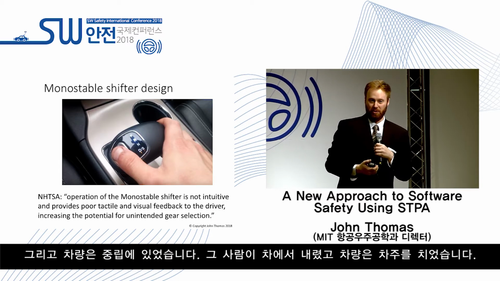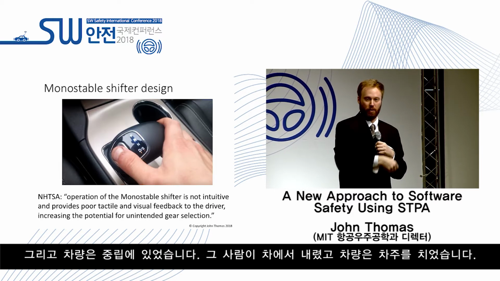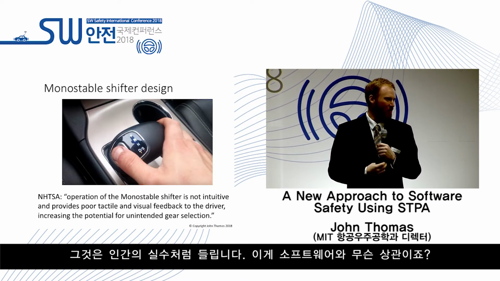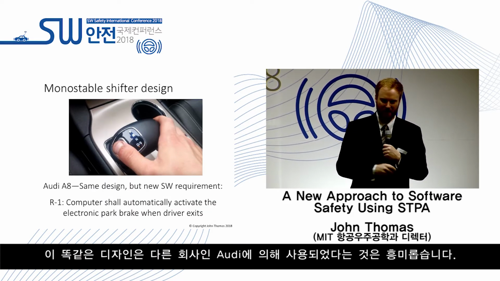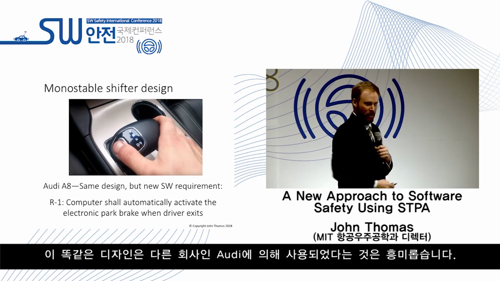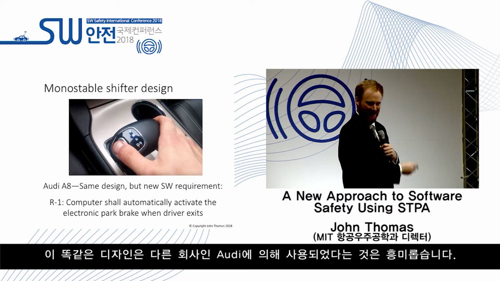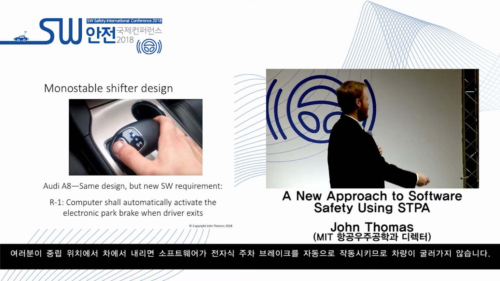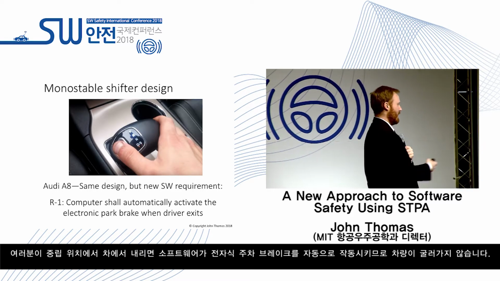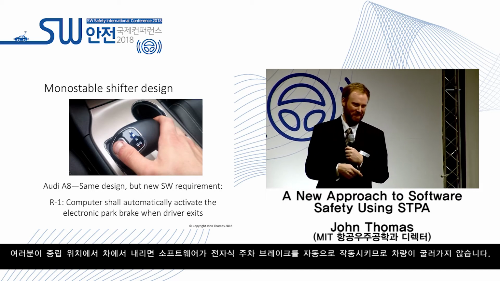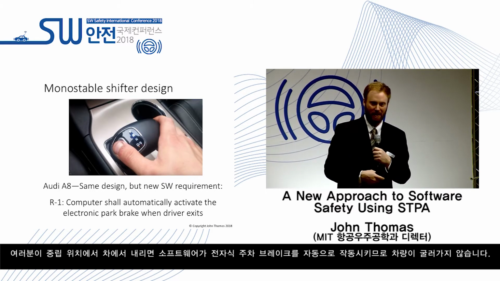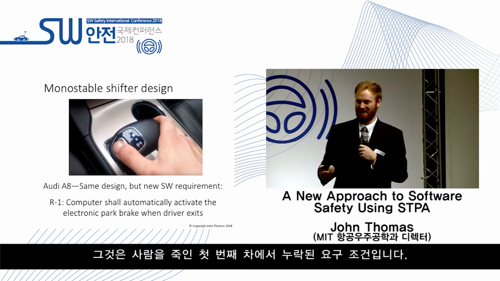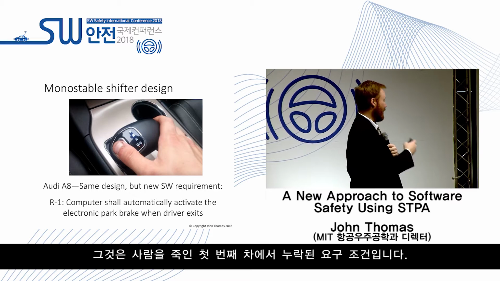And the vehicle stayed in neutral. The person exited the vehicle and it rolled over the owner. That sounds like human error. What does this have to do with software? Well, it's interesting that this exact design was used by another company, Audi, but they had different software. Their software will automatically activate the electronic park brake if you exit in neutral, so the car will not roll over. That was a requirement that was missing from the first car that killed the person.